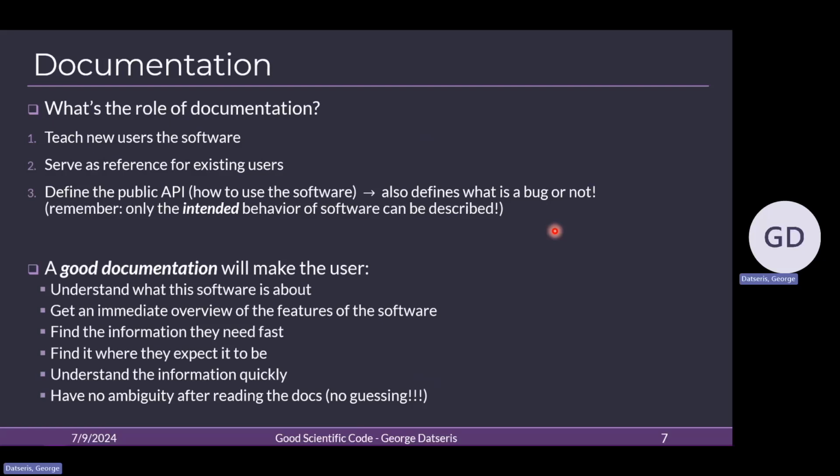Right, so with this in mind, what is a good documentation? A good documentation will make the user understand what this software is about, get an immediate overview of the features of this software, find the information where they expect it to be, and process this information fast and understand it quickly. And also, importantly, have no ambiguity after reading the documentation. So if your user spends time looking at your docs, which is already a rare thing, they really should know what they need to know after reading the docs.